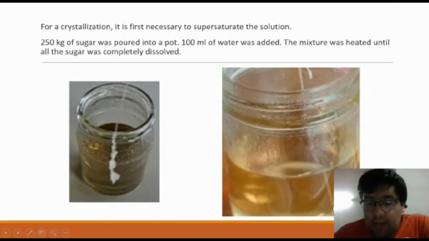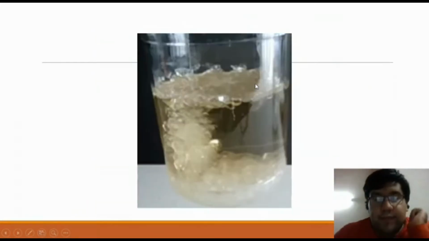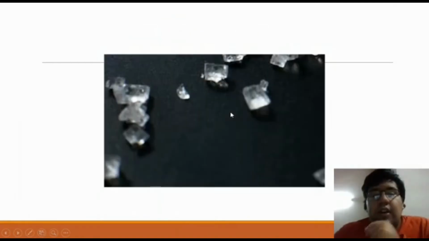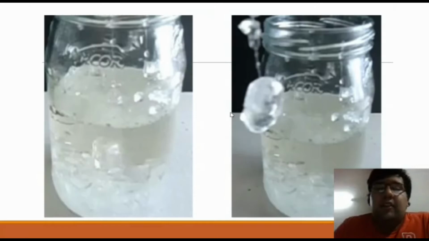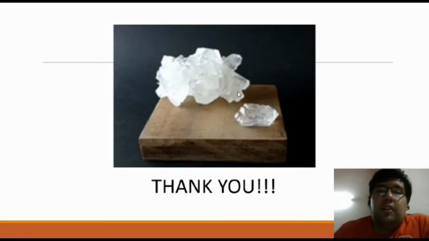On day 1, there is no sign of crystals. On day 3, crystals appeared on the rope. On day 7, the crystals are bigger and crystals also appear on the bottom of the jar and on the surface. Later, the small crystals are removed and the solution was heated again to get a new clear solution to make the small crystals bigger. In conclusion, for the growth of crystals, several factors must be taken into account that could affect our future crystal. This is a slow and delicate process since you have to review it and be aware of factors that may affect the growth of the crystal. Thank you.